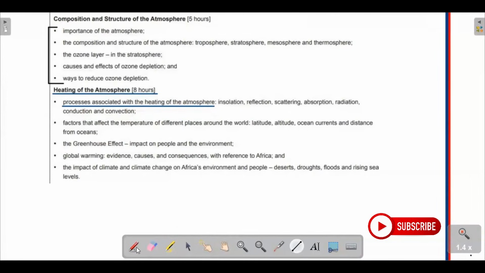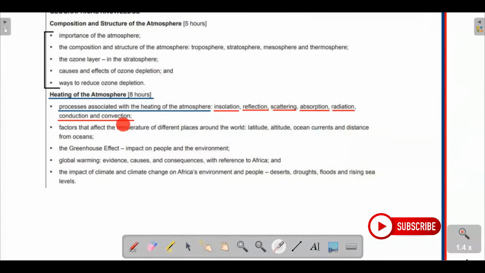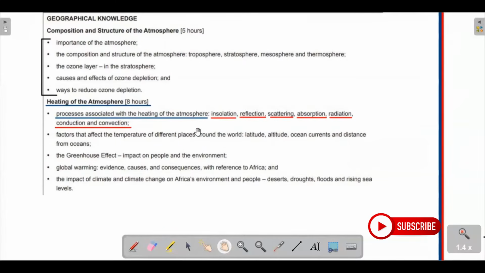So this is sort of like a terminology video because we'll be looking at the terms, the fancy terms that we use here in atmospheric geography, like insolation, reflection, scattering, absorption, radiation, as well as conduction and convection. Okay, and we'll also talk about some of the terms that are not here but are related. So these are the terms that you'll be using throughout the atmosphere chapter. It's critical that you are able to define them. Okay, they'll probably be in the match column A to column B question.